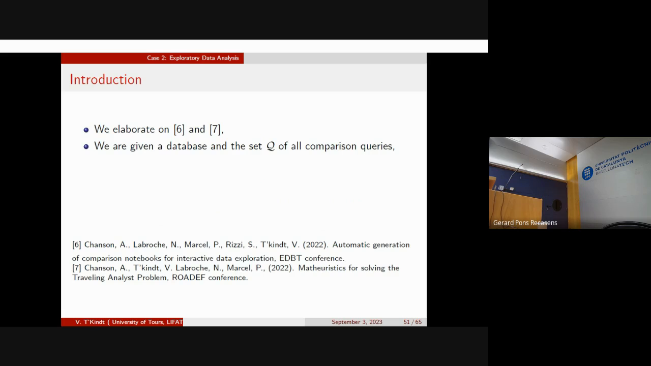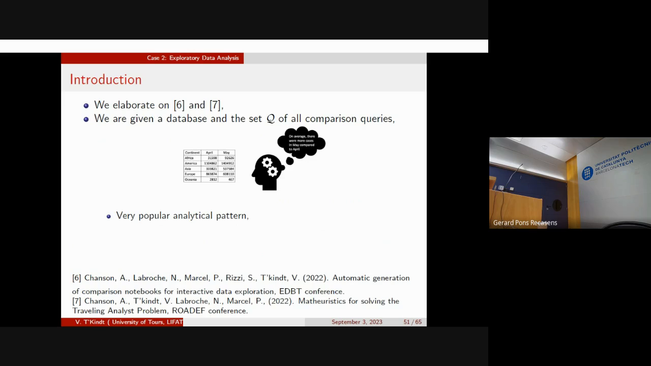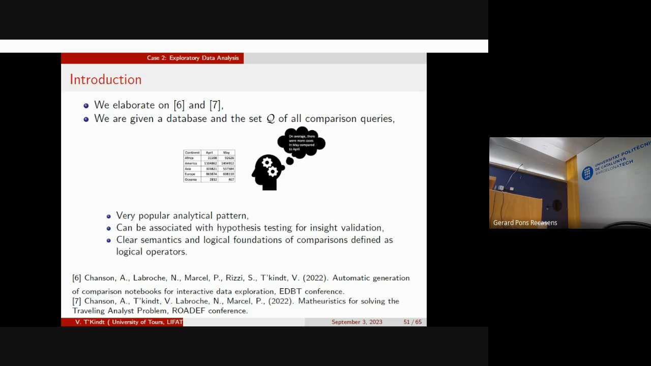So in this problem, we are given a database and a set Q of all comparison queries. When I prepared the slide, Patrick told me you should introduce more comparison queries. Oh, okay. So comparison queries apparently are very popular, and they lead to this kind of tables in the end where you can compare numbers. You can compare numbers for different columns and different rows, and you have nice properties on them. So we only consider the case of this comparison query. Okay, but you know all the possible comparison queries for your database. You have a database, you have all these comparison queries, and we start from here.